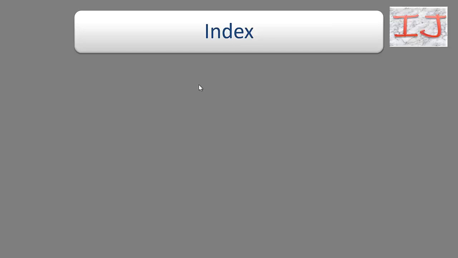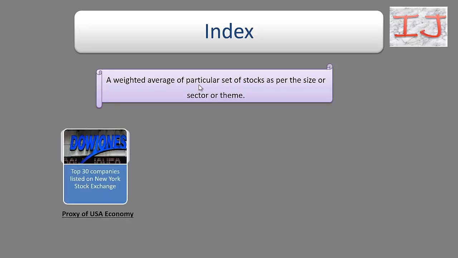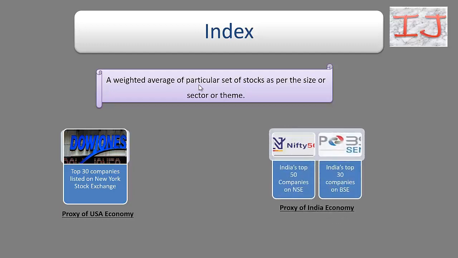An index comprises the weighted average of some particular stocks as per the size or sector or theme. For example, in the USA, the Dow Jones Index comprises the 30 largest companies listed on the New York Stock Exchange. Similarly, in India, the Nifty 50 Index is comprised of the top 50 companies of India, and the Sensex comprises the top 30 companies of India.